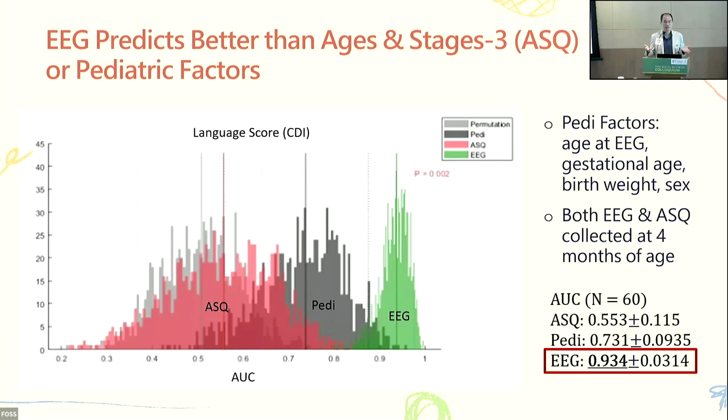It's very cheap, and so pediatricians will ask, why not just use that scale to make predictions about future language development? So we did. The ASQ is actually not very useful. You can see the distribution here. It's like 55% AUC. Pediatric factors, I told you already, are always about 70-some%. EEG alone is 93% per our model here.